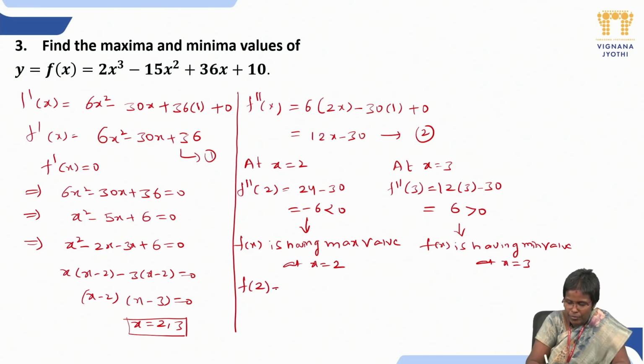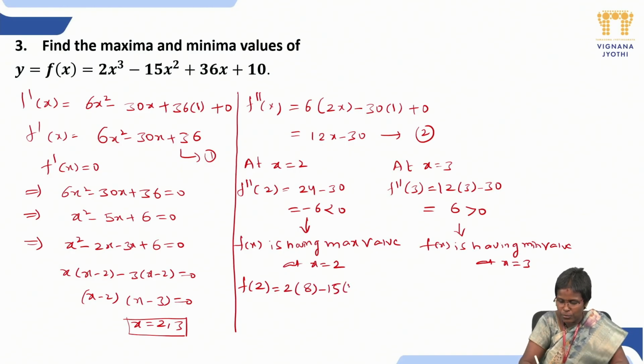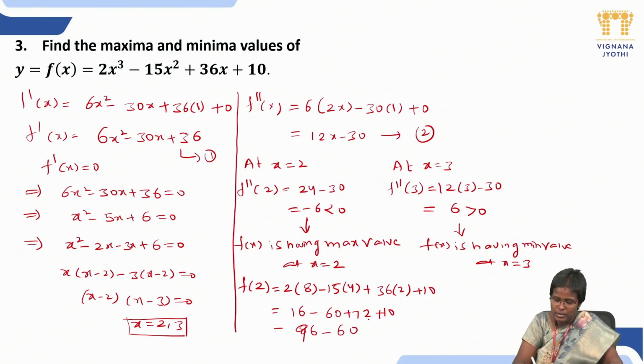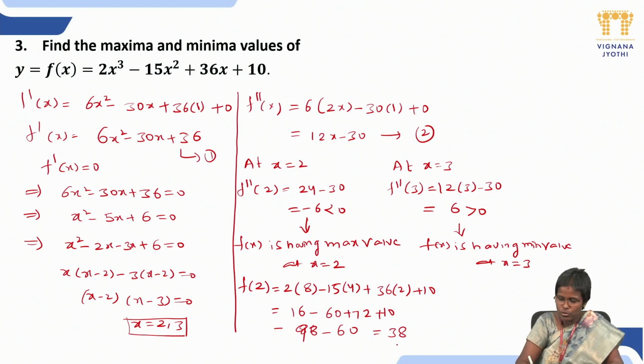So, I am writing here directly f of 2. 2 into 2 cube, nothing but 2 to the 4, 8, minus 15 into 2 square, nothing but 4, plus 36 into 2 plus 10. Okay, this is nothing but 16 minus 60 plus 72 plus 10. So, 72 plus 10 is 82, and 82 plus 16 is 98, minus 60, we are going to get 38. Okay, so this is the value. The function is going to have the maximum value at the point x equal to 2, and the maximum value is 38.